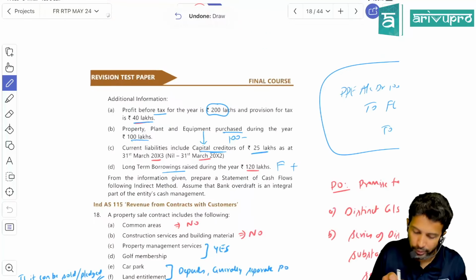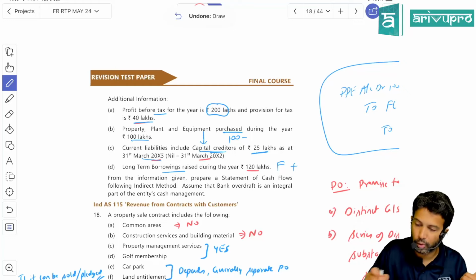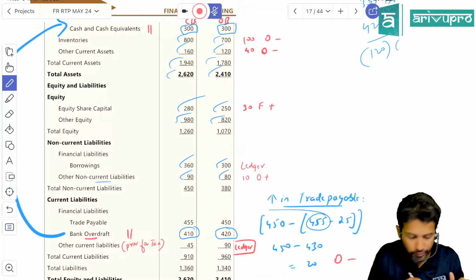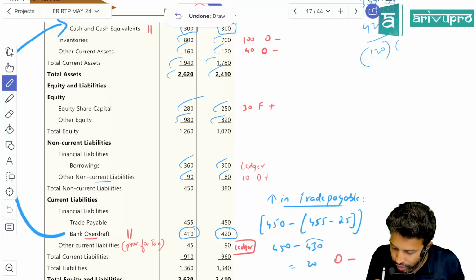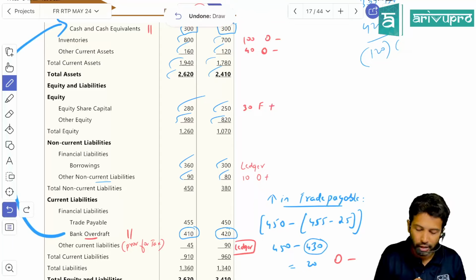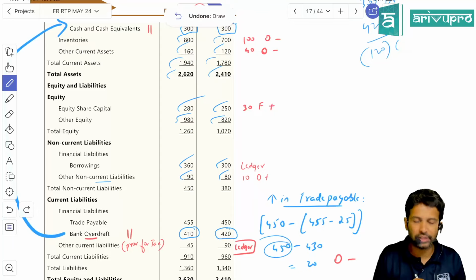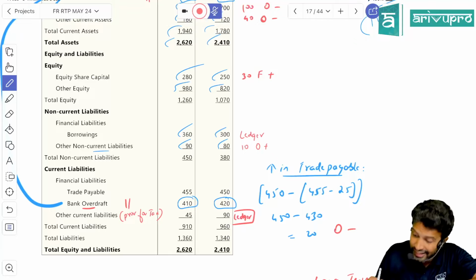How much have they included? It includes 25 lakh of capital creditors. Closing balance, clearly they have told. So closing balance of 455 includes capital creditors of 25. Eliminate that. So actual closing balance of creditors is only 430 after eliminating these capital creditors. Opening balance 450, closing is 430. So from 450 it has become 430. So there is a decrease.